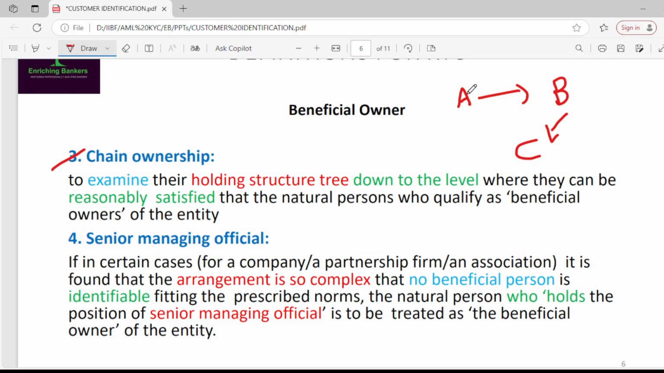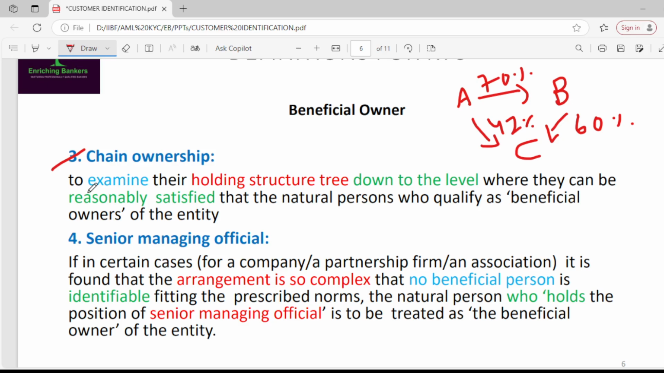Okay, let's go deeper into this example. Company A has 70% of shareholding in company B. Company B has 60% of shareholding in company C. Company A has 70% of 60% in company C. Hence, A has 42% of shareholding in company C. Hence, company A has indirect ownership in company C through company B.